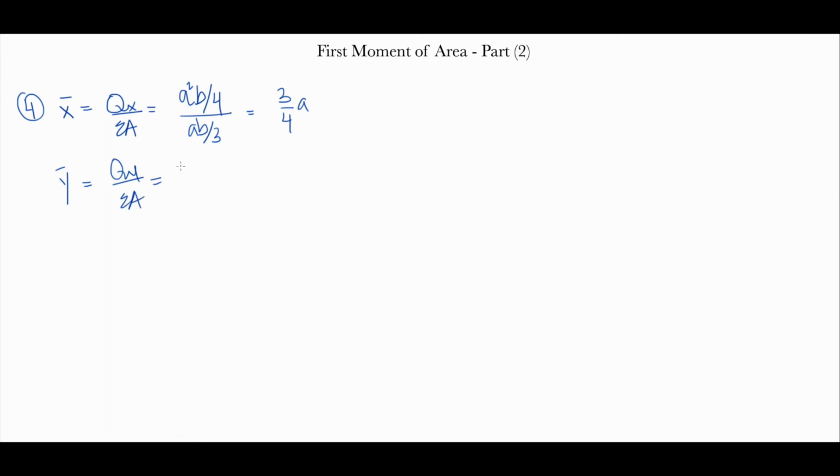And then we do it in the y direction. Again, same thing, we just replace it: ab squared over 10 divided by ab over 3, and this will give me 3 over 10, or 0.3 b.